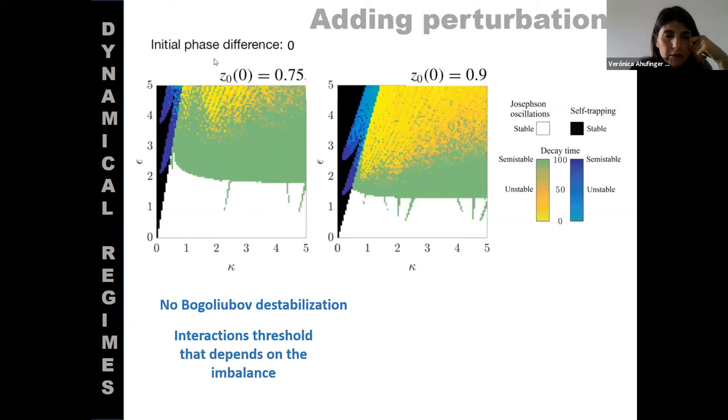Okay, then there is another question from Christian Miniatura. Yes, Veronica, I'm just curious. Are there plans to do some experiments like that, having these two types of traps stacked on top of each other?